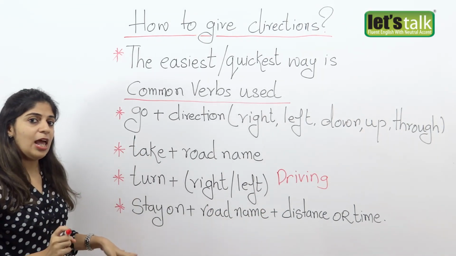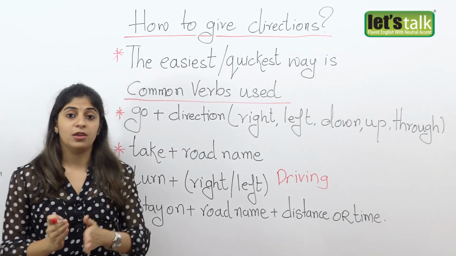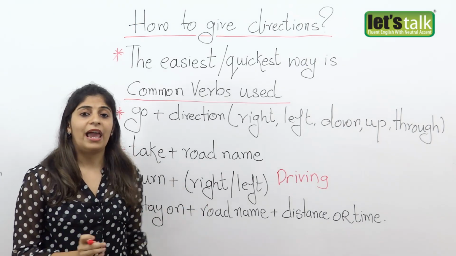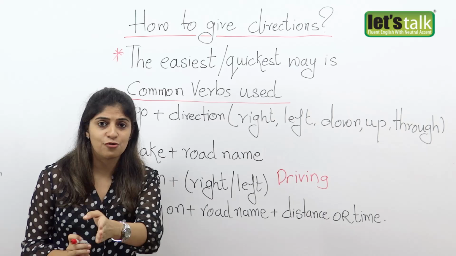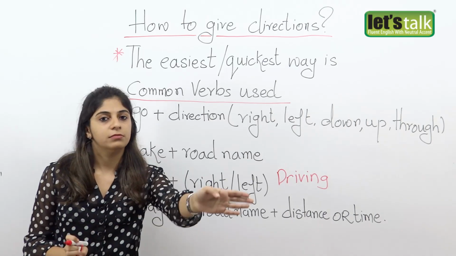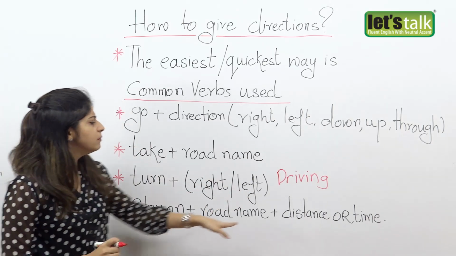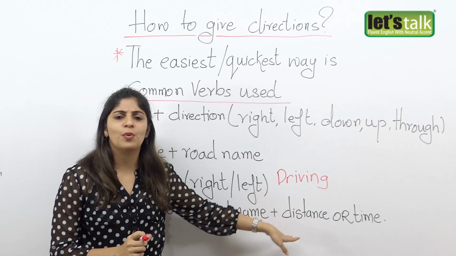Now, another way is you stay on plus the road name, okay? So basically, you would say, you need to take a left, and then stay on the road, or if the road's name is the link road, then you say stay on the link road for so-and-so time, or for so-and-so distance.